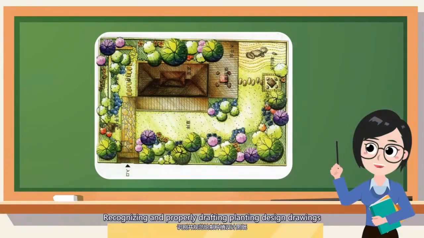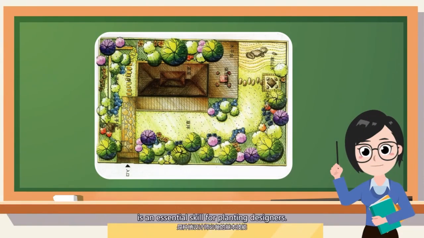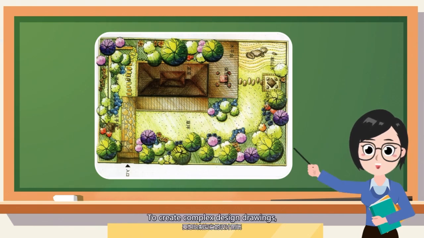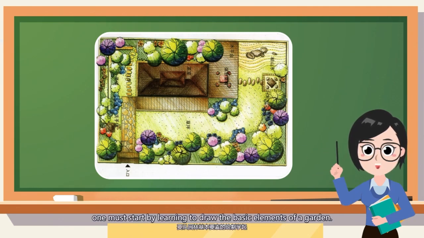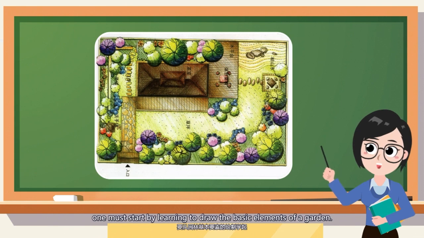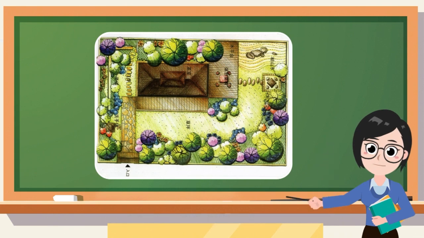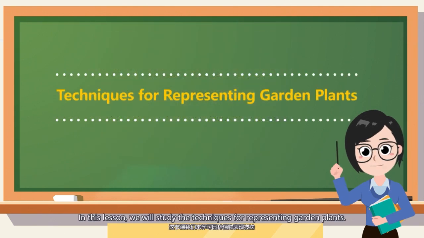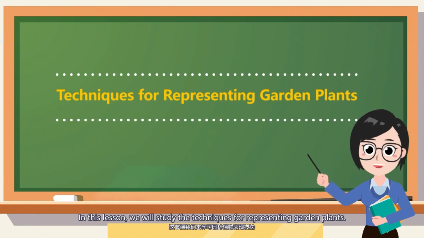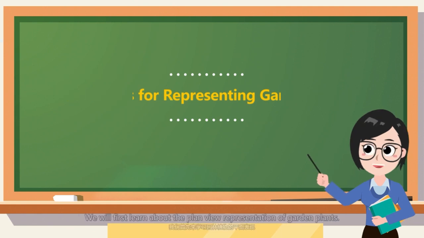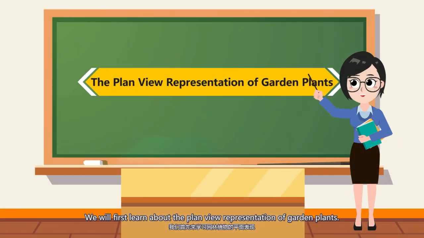Recognizing and properly drafting planting design drawings is an essential skill for planting designers. To create complex design drawings, one must start by learning to draw the basic elements of a garden. In this lesson, we will study the techniques for representing garden plants. We will first learn about the plan view representation of garden plants.